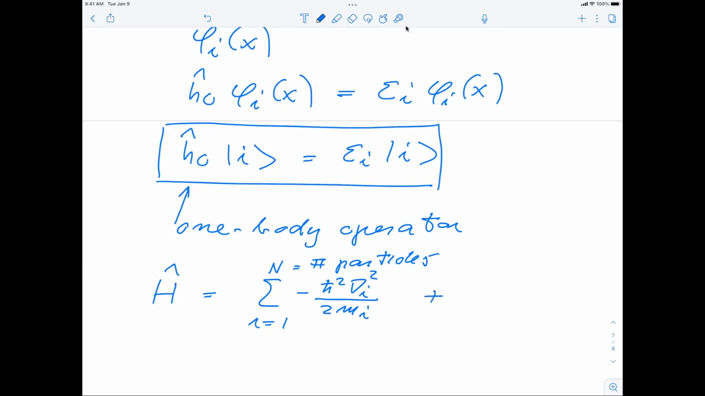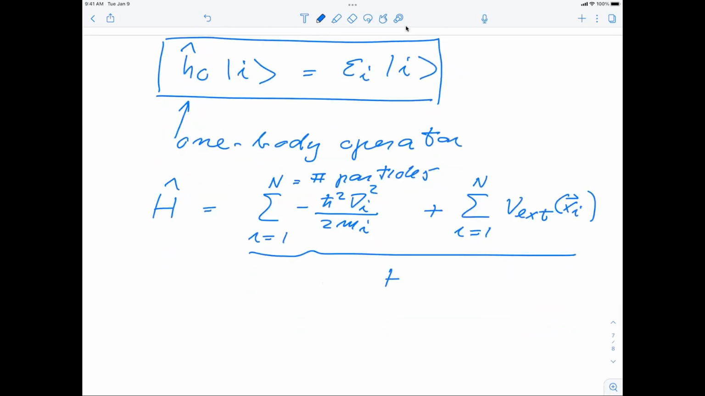Then we may have an external potential. The harmonic oscillator is an external potential which confines the motion of the particle. So that means that we can just rewrite this as a sum of i up to N. And we are just going to label this as a V external. And this will depend on some x_i here as a vector, since we now are going beyond one dimension. So this is the one body part of the Hamiltonian. And we are going to label this as an H0.